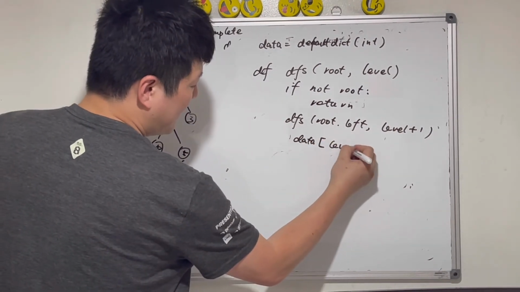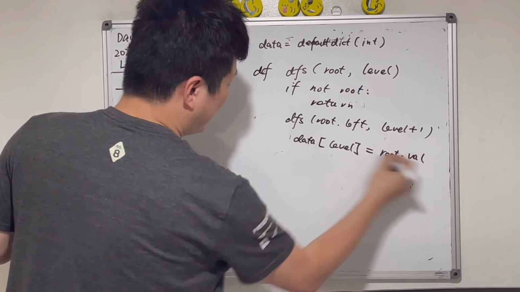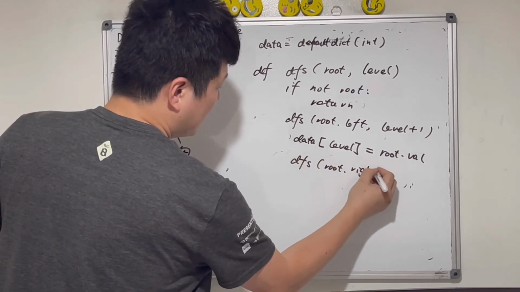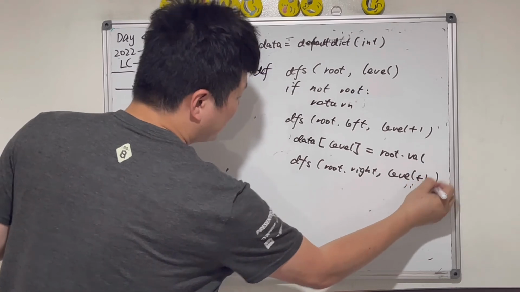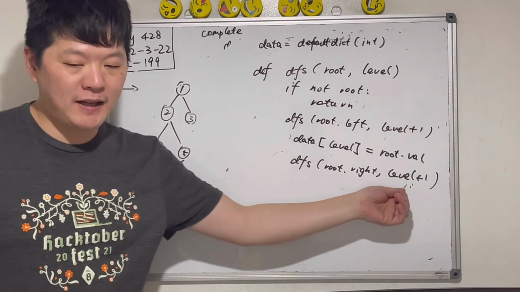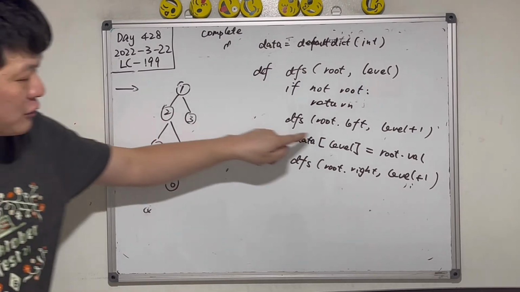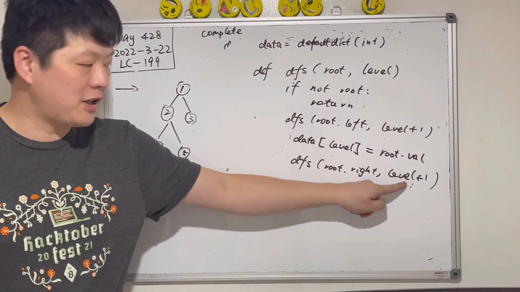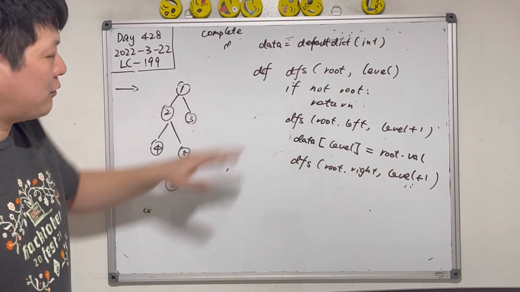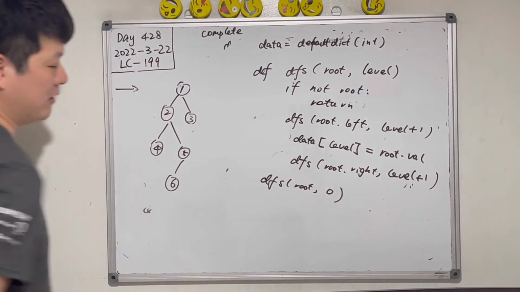data[level] equals root.value, and then I can travel the right tree with level plus 1. When we go down the tree to the next level, we have to update the level. Because look, this is level 0, level 1, level 2. When I travel the left tree, plus 1. When I travel the right tree, plus 1. So once I do DFS on the root, I give a beginning level which is 0.